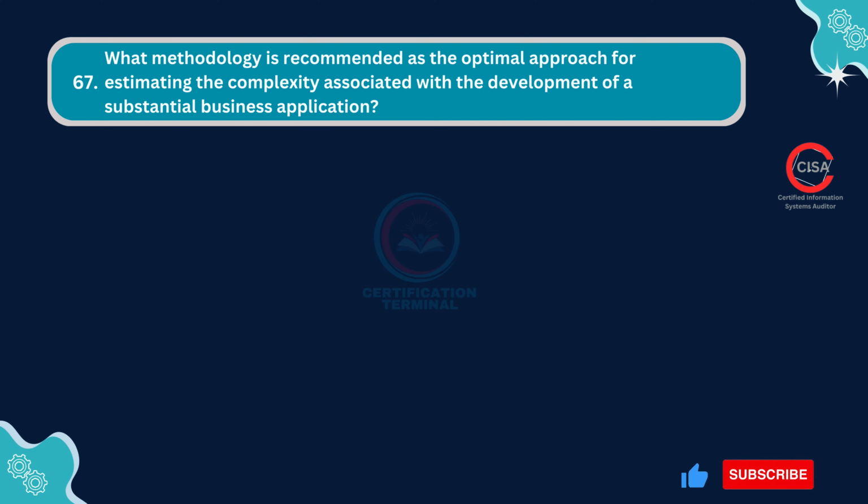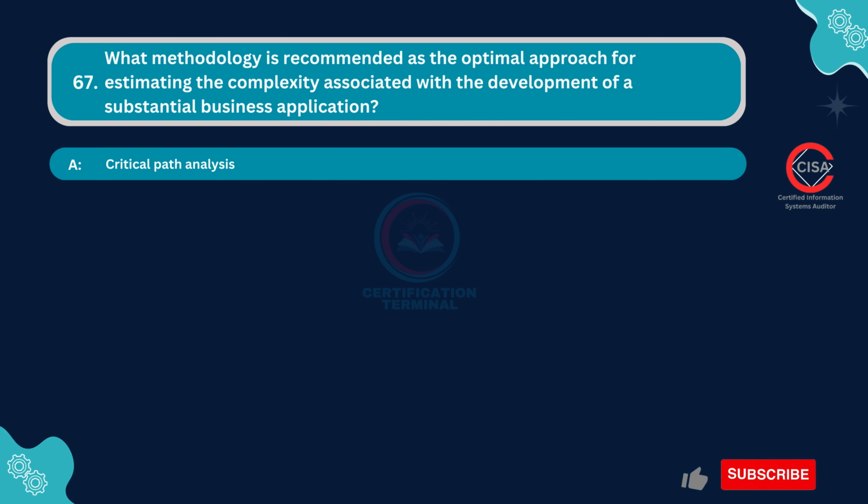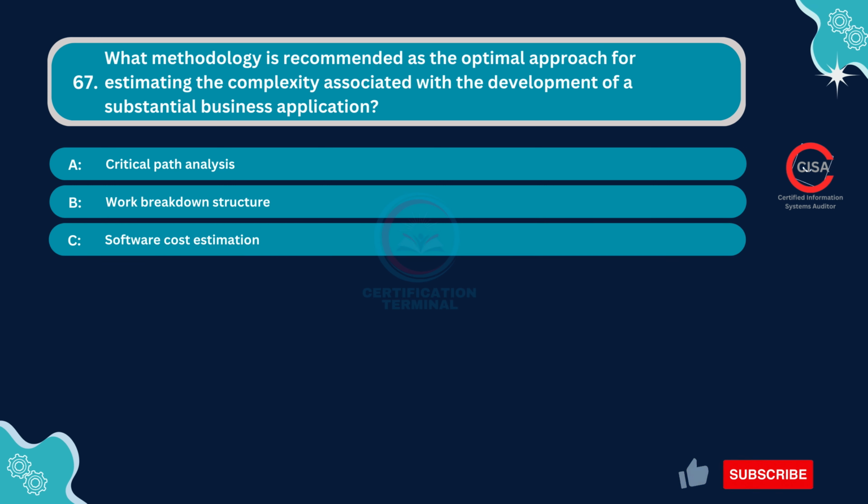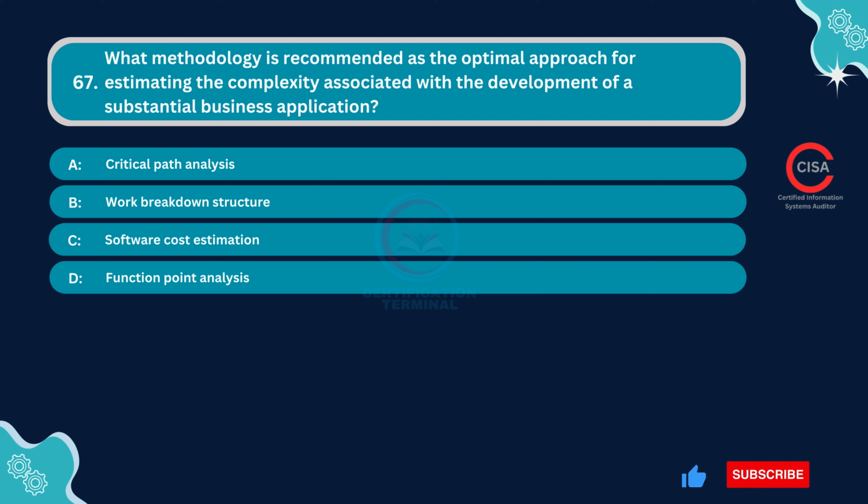Question number 67. What methodology is recommended as the optimal approach for estimating the complexity associated with the development of a substantial business application? Option A, critical path analysis. Option B, work breakdown structure. Option C, software cost estimation. Option D, function point analysis. The correct answer is Option D.